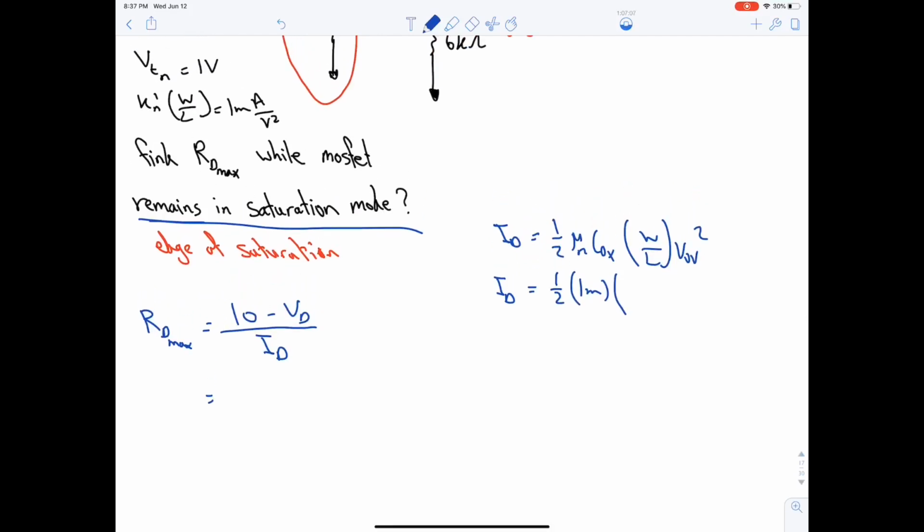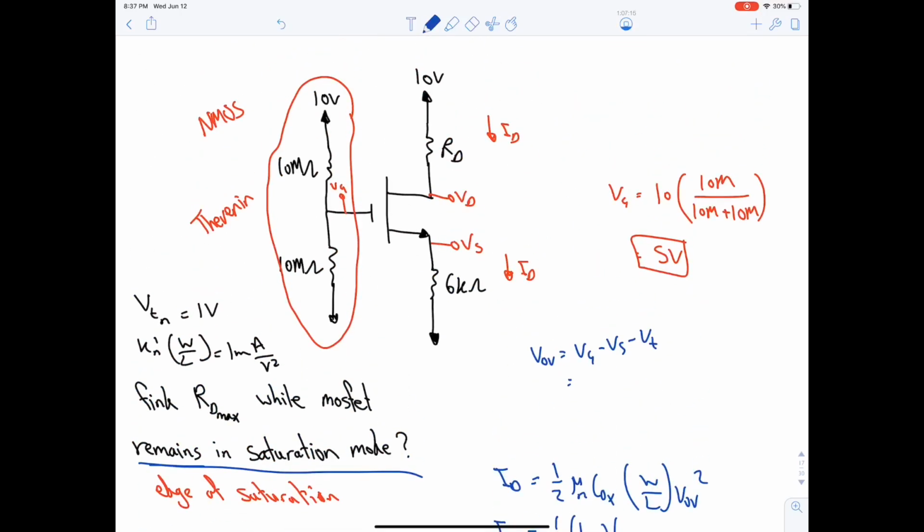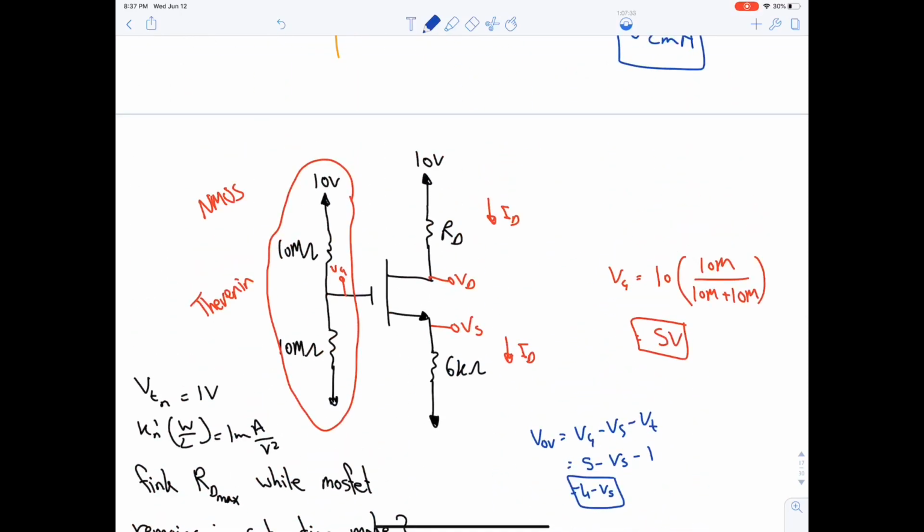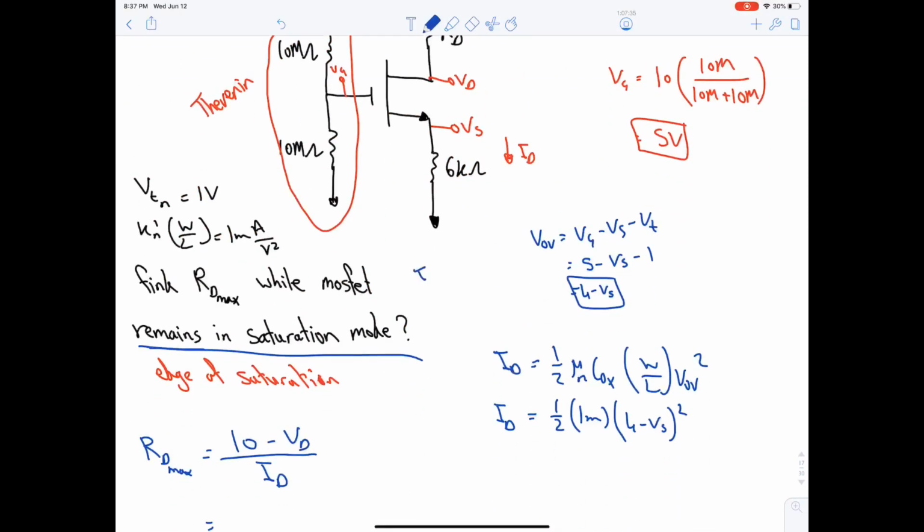multiplied by VOV, which is unknown, so let's compute it. VG minus VS minus VT. What's VG? VG is 5, VS is unknown, VT is 1, so it will be 4 minus VS. Okay, so here we have one equation and two unknowns. We need an equation that relates ID with VS. ID is equal to VS minus 0 over 6K.